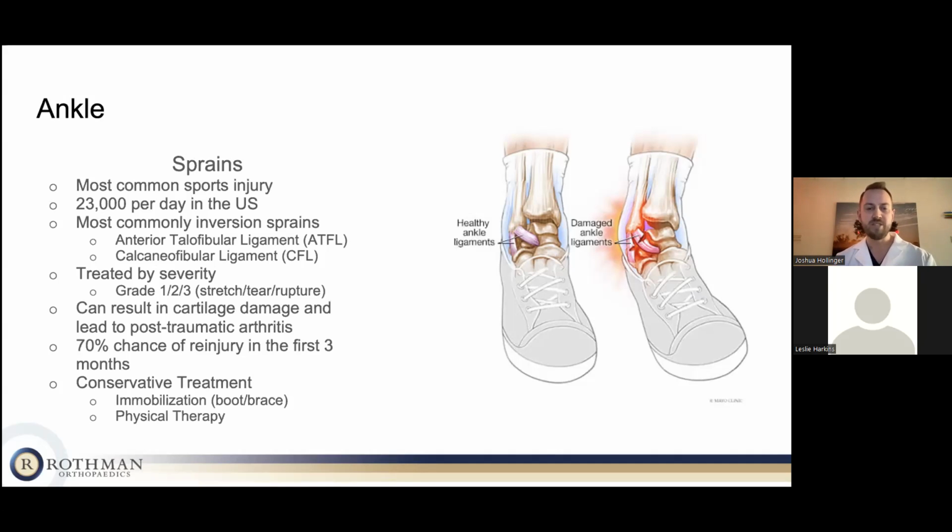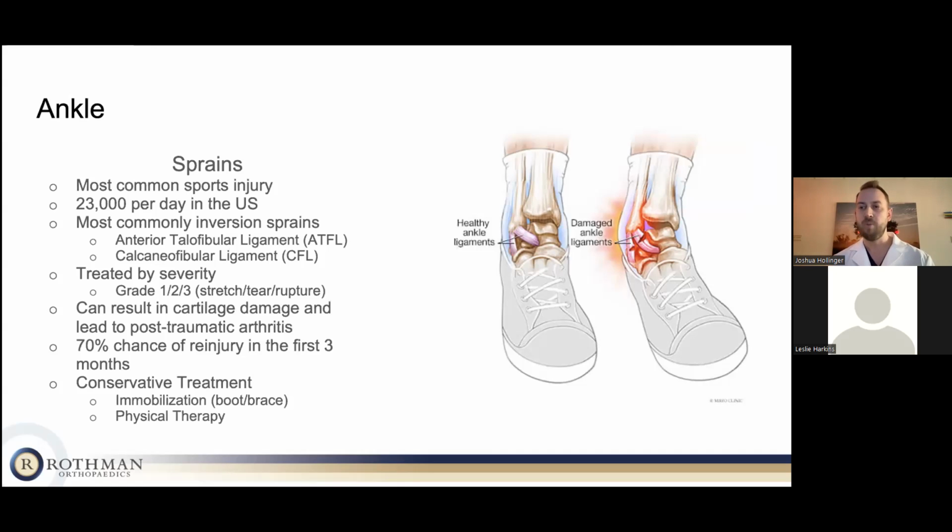We treat them by severity, graded 1, 2, and 3, meaning stretched ligaments versus torn ligaments versus ruptured ligaments. And I always tell patients that years ago we walked these off. This wasn't something that was treated so aggressively and so conservatively. But now we know we need to take care of these because they have a very, very high rate of re-injury in the first 3 months.